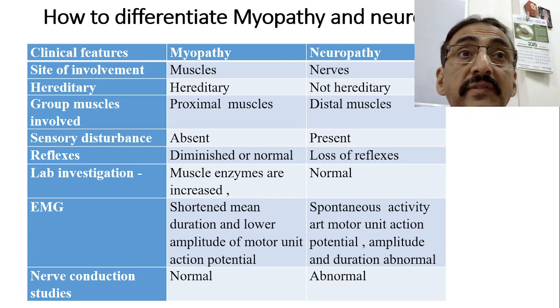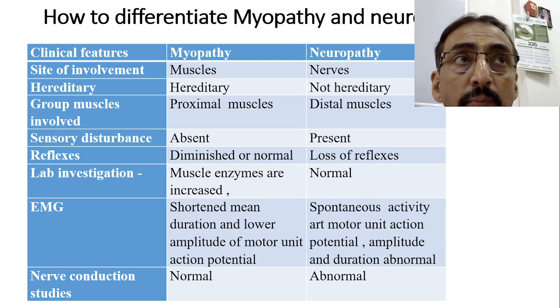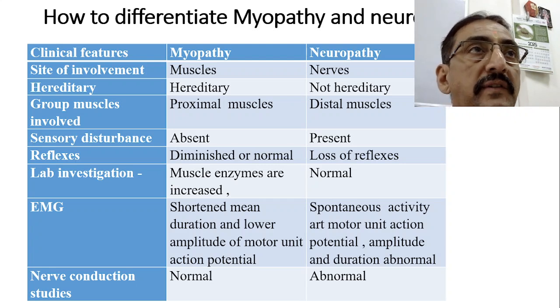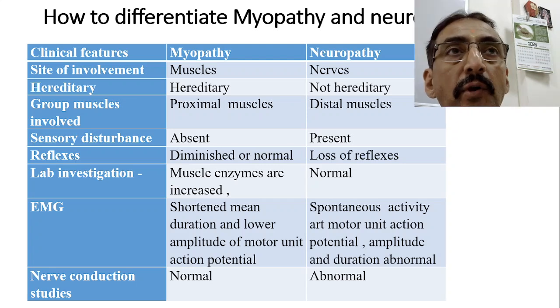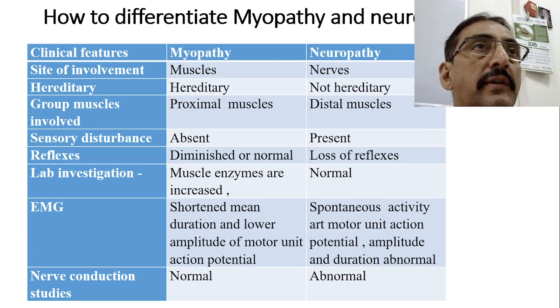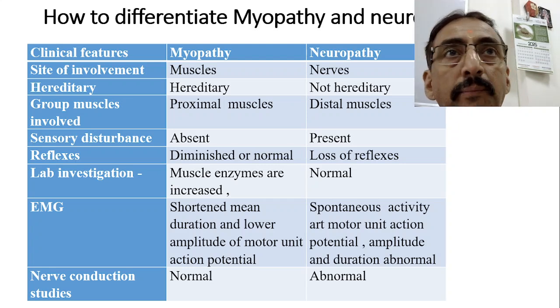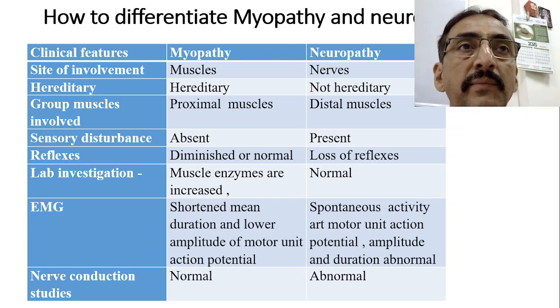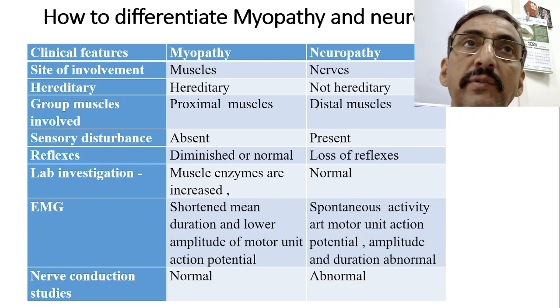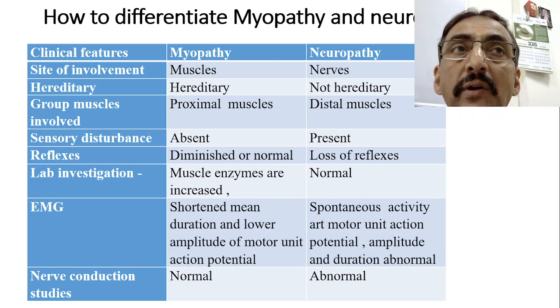Talking about the group of muscles involved: in myopathy, always the proximal group of muscles is involved, and in neuropathy, always the distal group of muscles is involved. This is a very important point to understand. Myopathy means most commonly the proximal muscle groups are involved. In the lower limb, the gluteal muscles get affected, the calf muscles get affected. The proximal group is always affected.